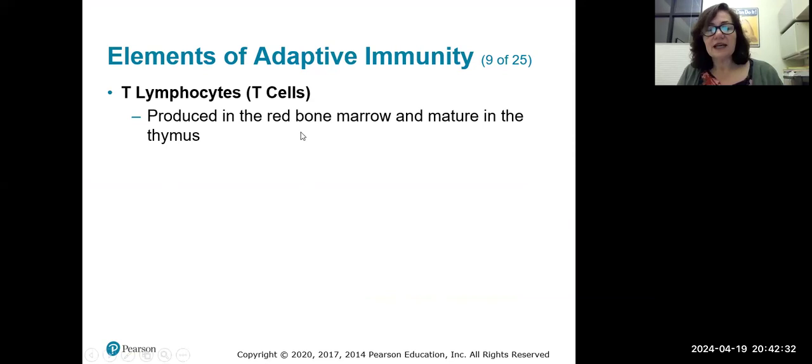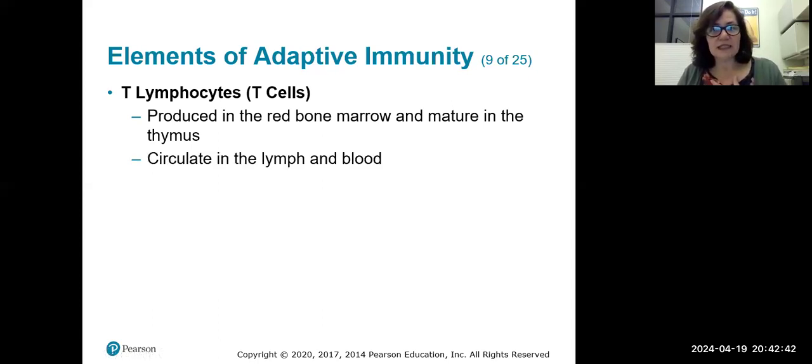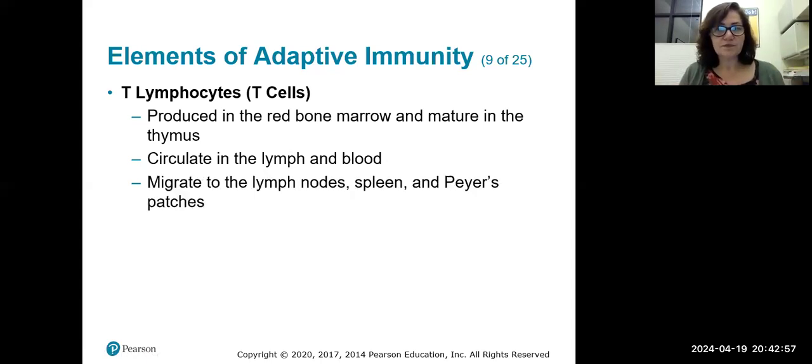they start out in the red bone marrow. But then what's special about these is they travel to the thymus gland where they get a little more education on fighting infection. They circulate in the lymph and in the blood. Remember, the lymph is the fluid, just like plasma, that's leaked out of the blood vessels, but it's being recollected to bring it back to the heart. So they migrate, they move intentionally to the lymph nodes. They hang out in the spleen, the Peyer's patches, those areas in the digestive system.